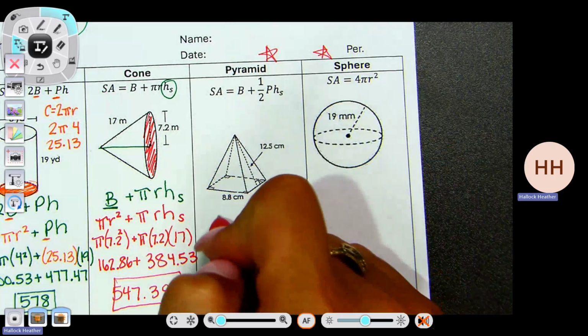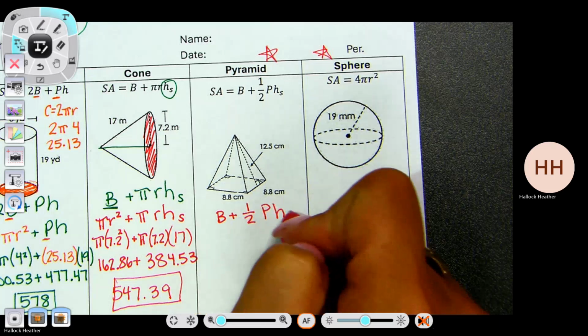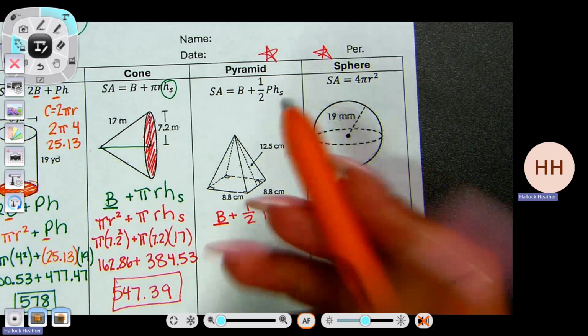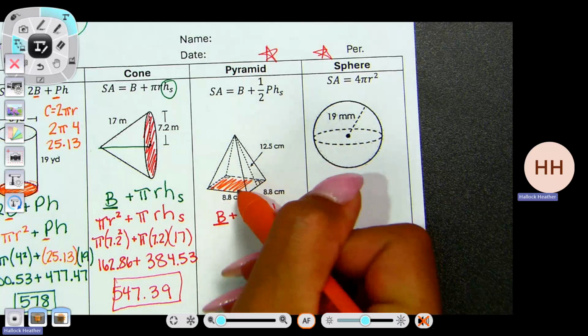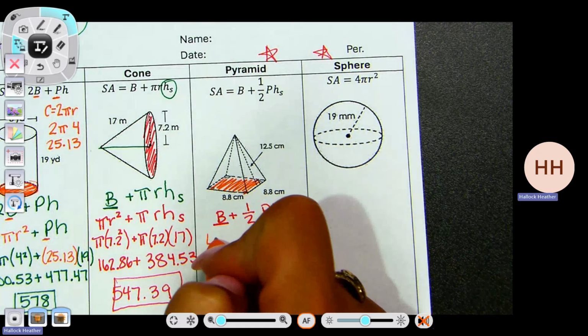So we're going to start with just writing the formula. What is big B going to be replaced with for a pyramid? Length times width, because it's a square or a rectangle. I'm not going to use pi r squared because it's not a circle. That would not make sense. So we're going to use length times width.